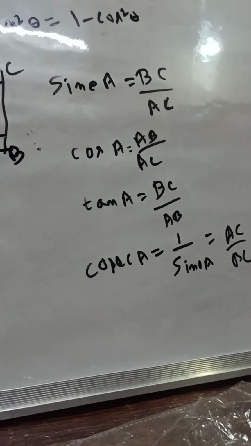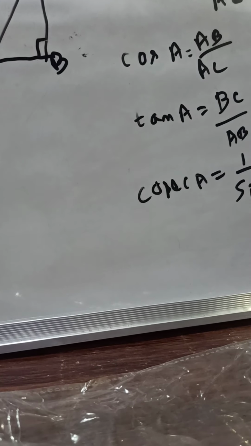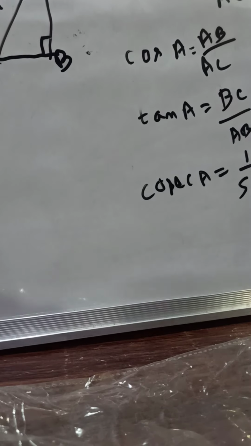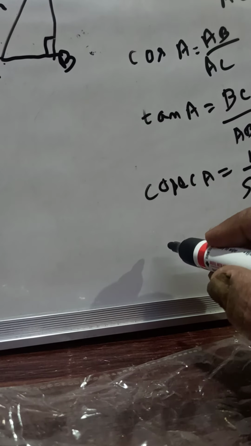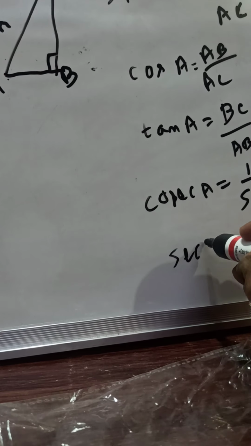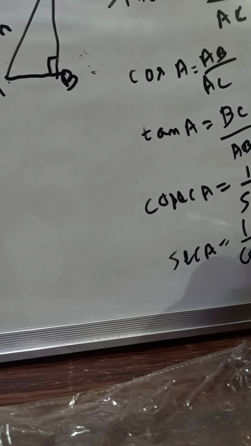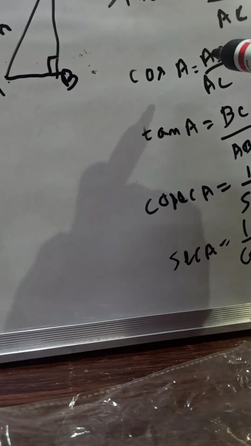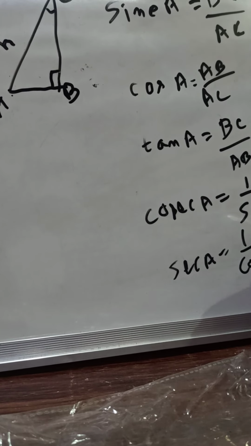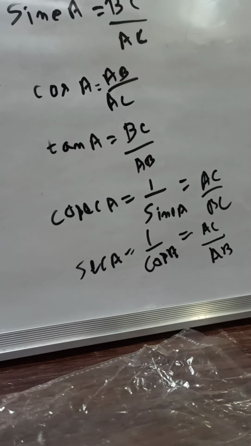Then sec A. Sec A is 1 by cos A, just the opposite of cos A. Cos A is AB by AC, so sec A will be AC by AB. Okay, sec A is AC by AB.